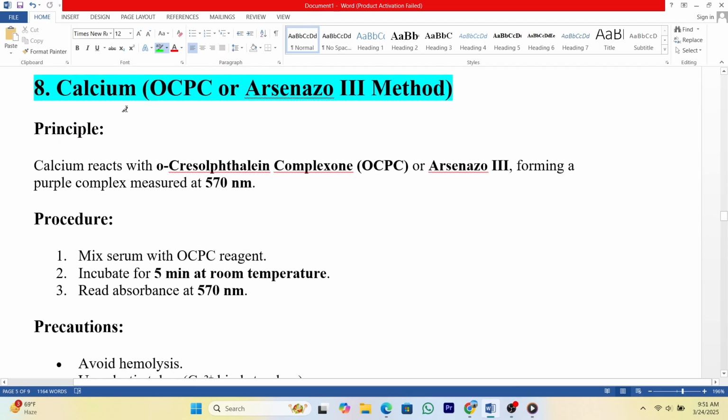8. Calcium, OCPC or Arsenazo III method. Principle. Calcium reacts with o-cresolphthalein complexone, OCPC, or Arsenazo III, forming a purple complex measured at 570 nm.